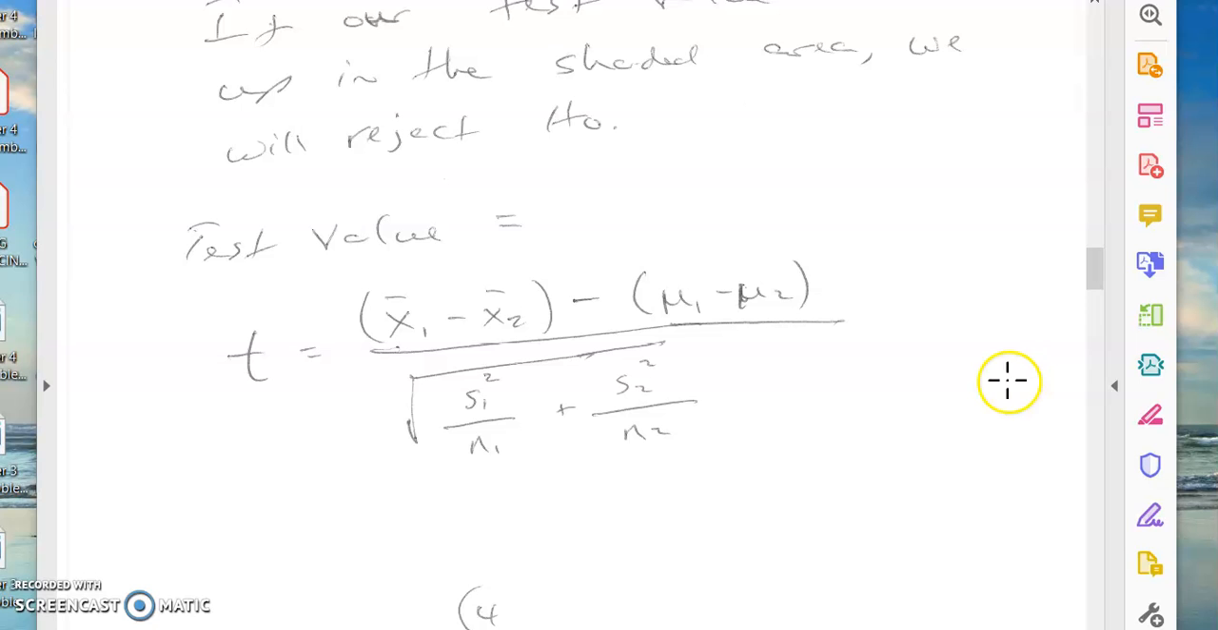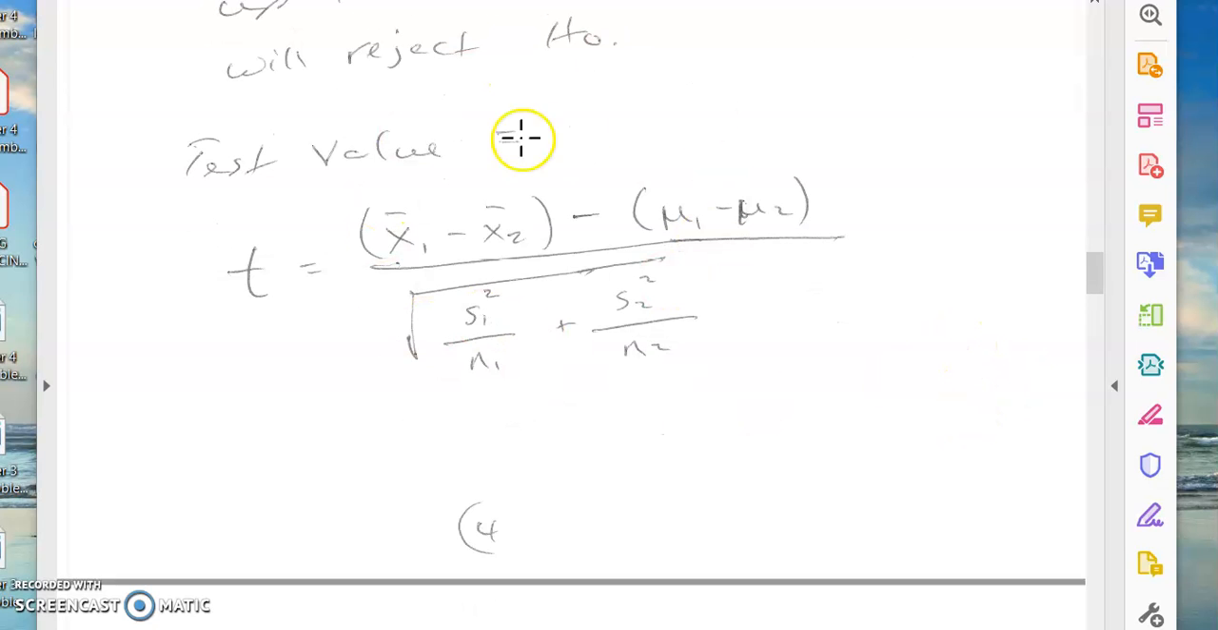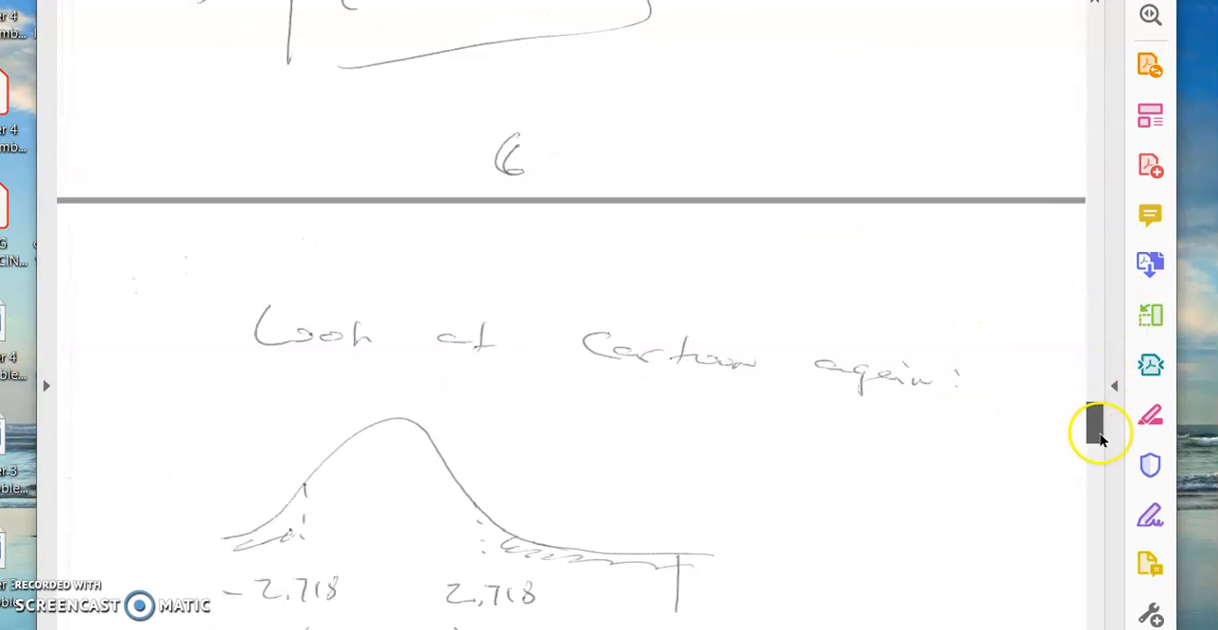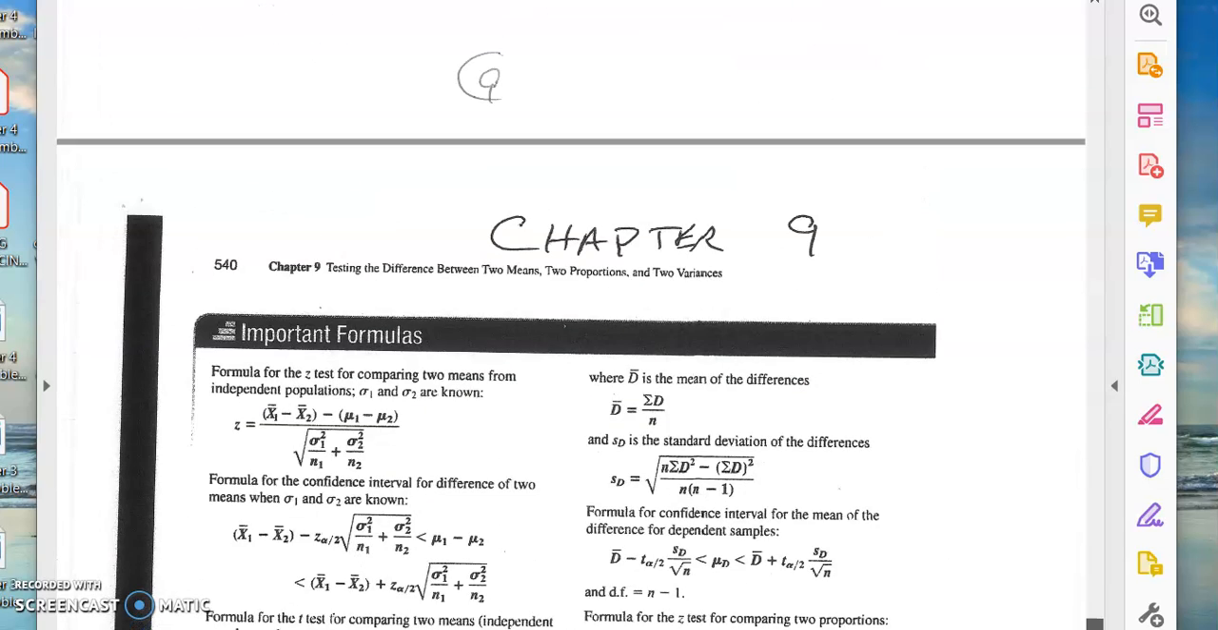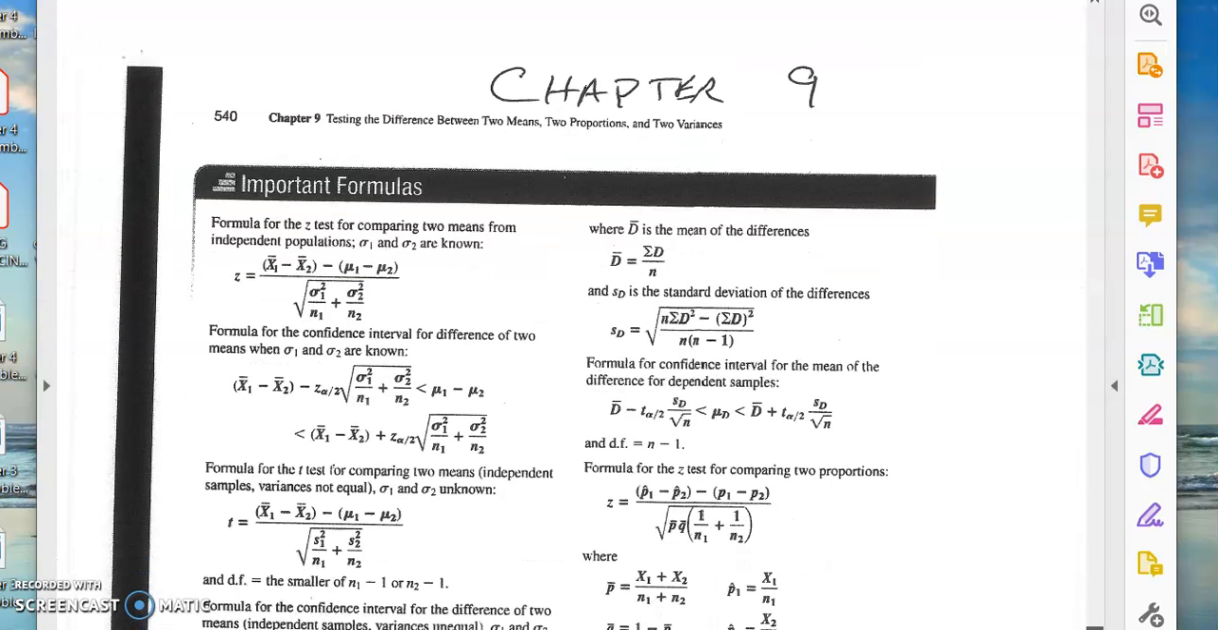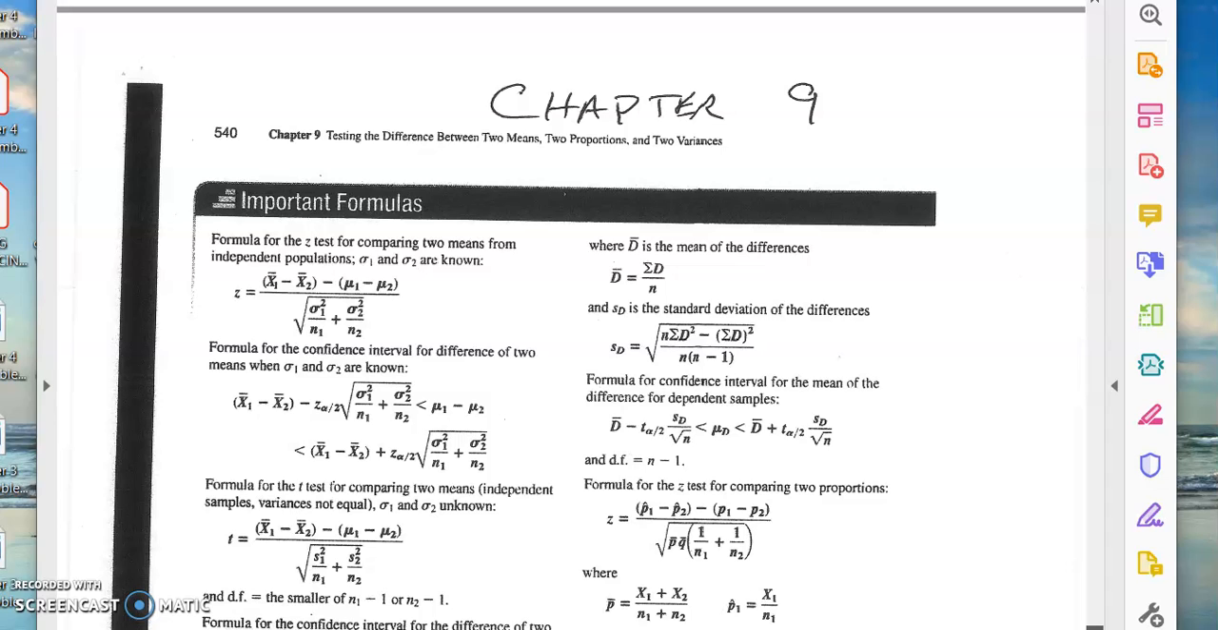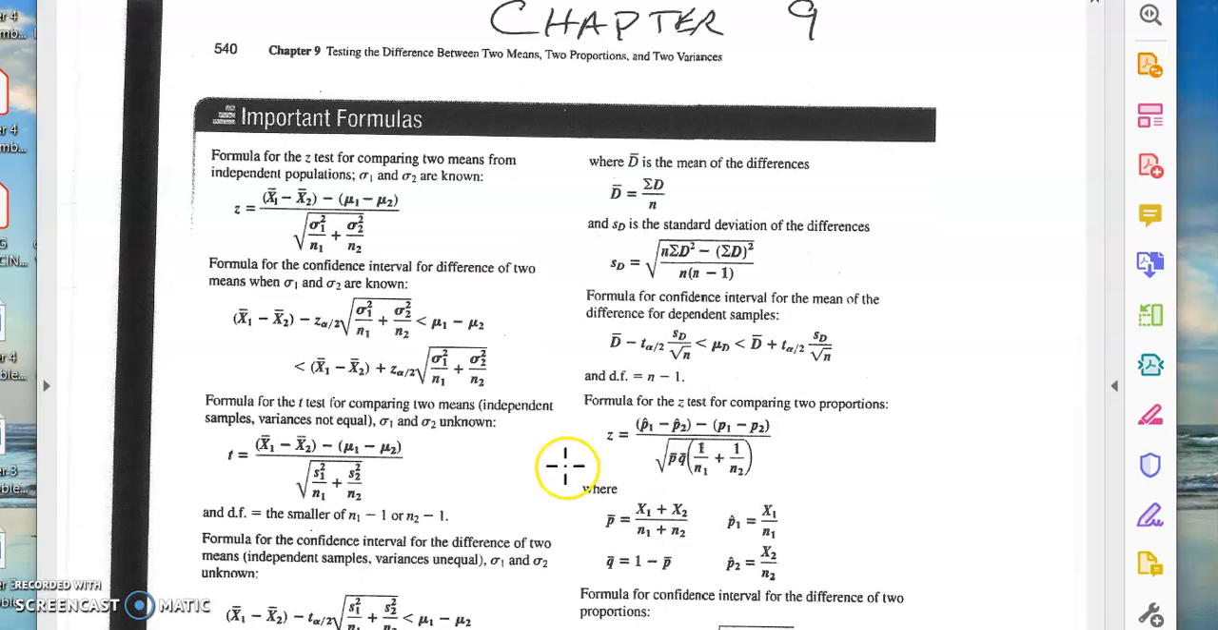Okay, so here's our test value. All right, there it is. Where did that come from? Well, that comes from our formulas, which for your convenience I put right here. That's from chapter 9. That's the formulas that we're using. Here's the t value right there.